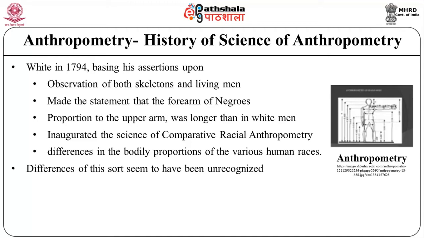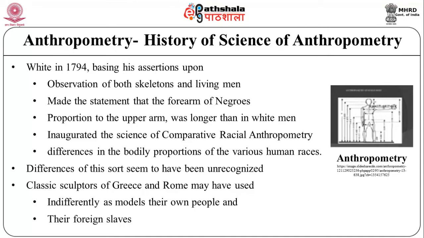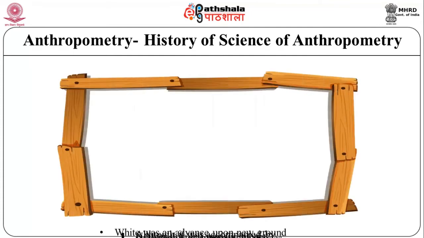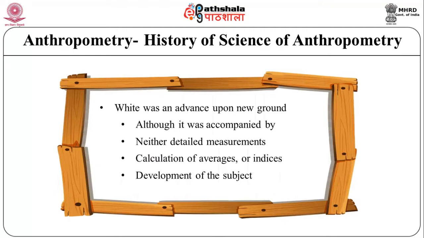It is quite possible that the classic sculptors of Greece and Rome may have used indifferently as models their own people and their foreign slaves, which may serve to verify and explain the asserted negroid proportion of the Apollo Belvedere. The assertion of White was an advance upon new ground, and although it was accompanied by neither detailed measurements, calculation of averages, or indices, it was yet of great value in the development of the subject.